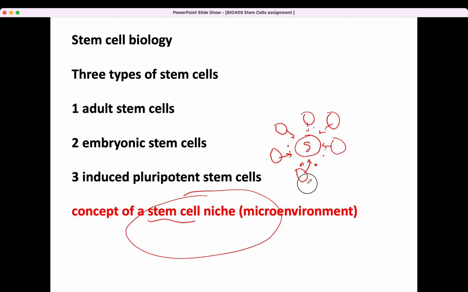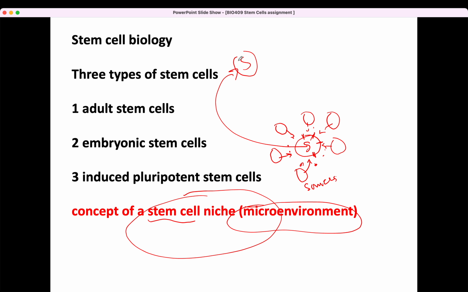And so these would be source cells that are making a secreted signaling factor, and then the stem cell must have receptors for those molecules. And people refer to that as a microenvironment, that if you take this cell away from this microenvironment, it will stop being the stem cell.